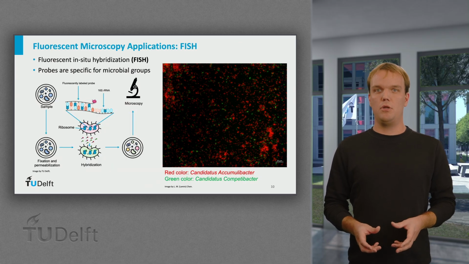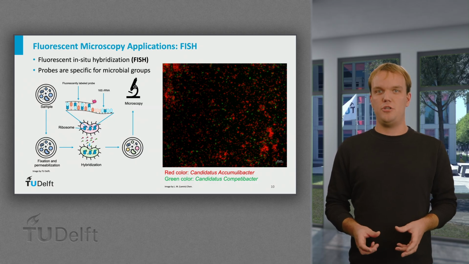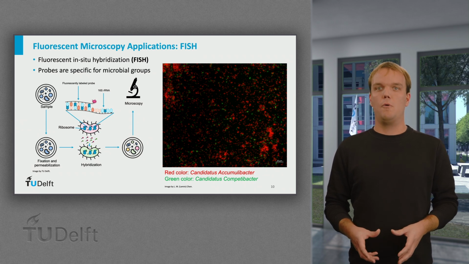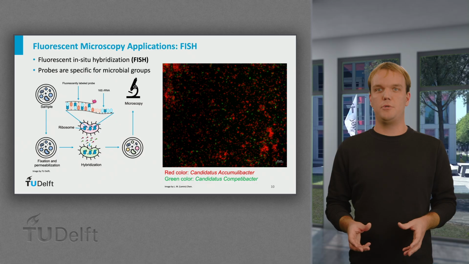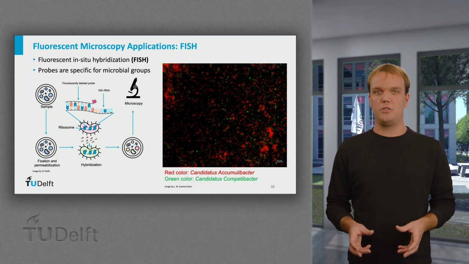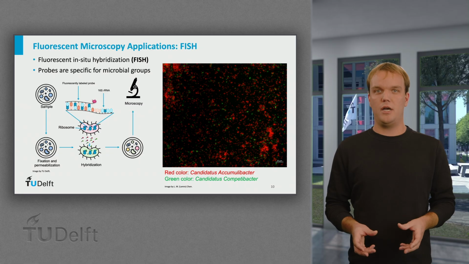Now we move on to one of the most important tools for microbial ecology, FISH. FISH uses short fluorescently labeled DNA probes that bind to ribosomal RNA, primarily 16S rRNA. Because rRNA sequences vary between microbial groups, we can design probes that target specific taxa. After fixation and permeabilization of the sample, the probes hybridize to the ribosomes inside the cells.